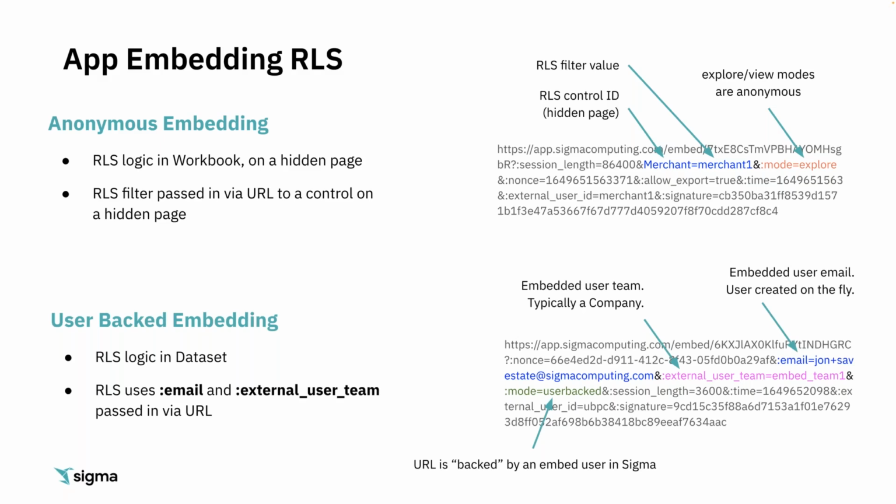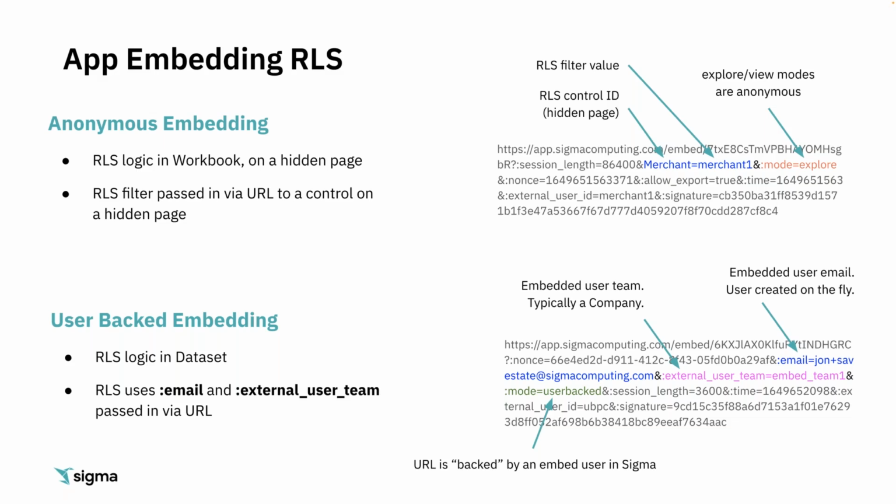And in user-backed embedding, it's a little bit different, because in user-backed embedding, there's a user that's backing the embedding. That's why we call it user-backed, which means that behind the scenes, we are creating a user on the fly based on what we see in the email. So a lot of people ask me, well, with user-backed embedding, do I have to go and create all these users inside Sigma? The answer is no, you don't have to do that. This will happen automatically. We do on-the-fly embedded user provisioning.